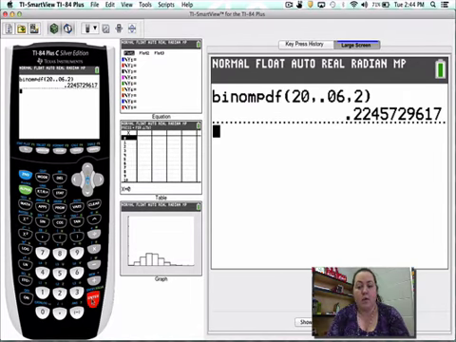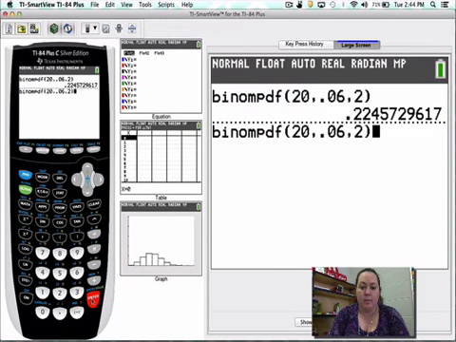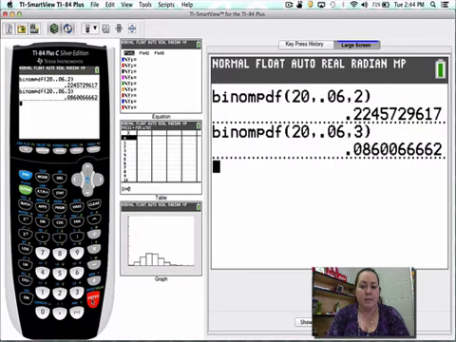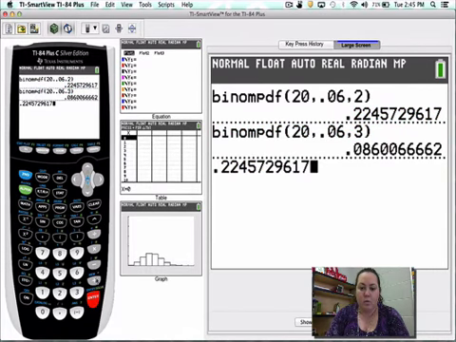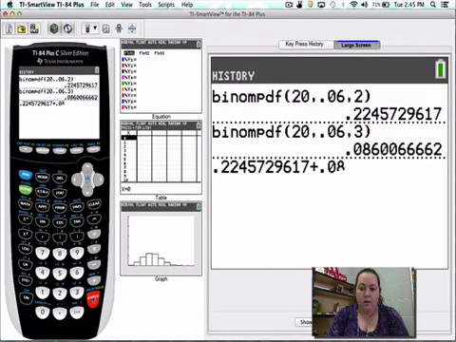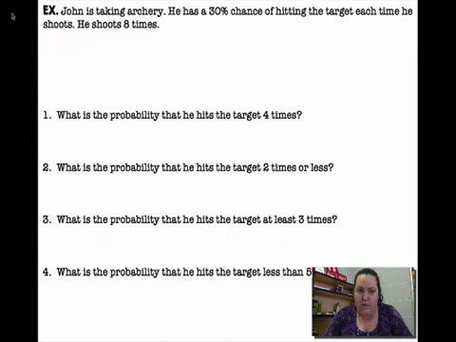So for 2, I get 0.22457. And then if I don't want to go back and do all those buttons again, I can just go up and copy it, and then change the 2 to a 3, press enter, and my other value was 0.086. So that's where those numbers came from. And then if I add those two, I get my solution. So it said 2 or 3. So copy it and then go up, copy that one, and add them. I get 0.31057. Next question.